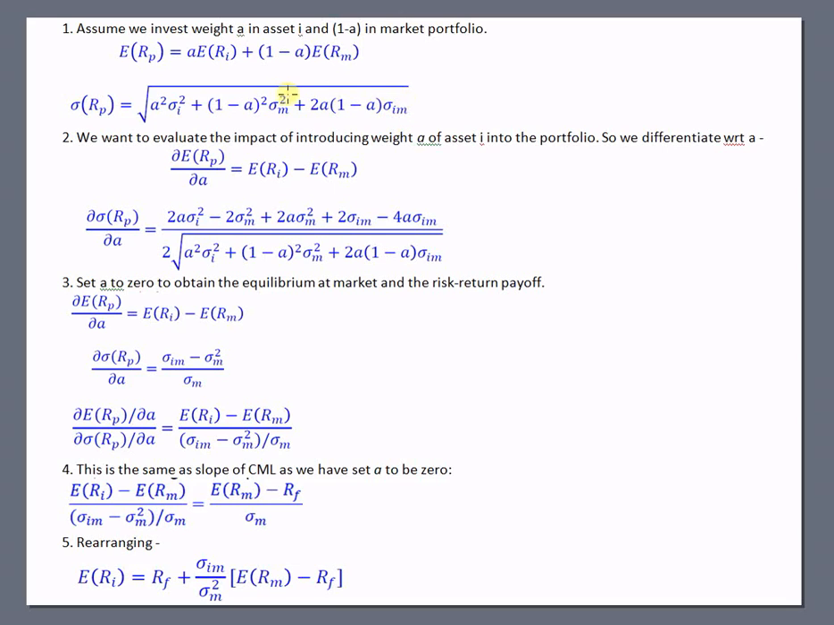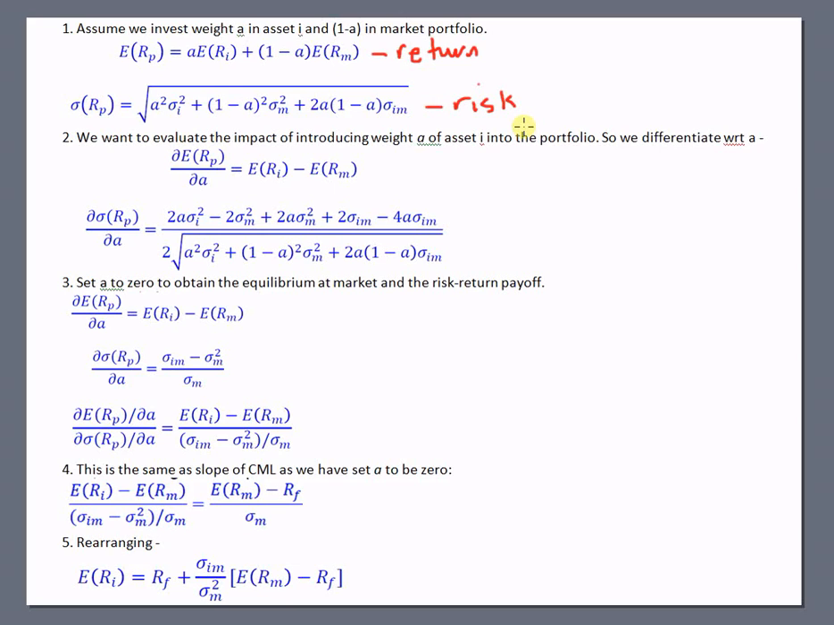Okay, so this is the expected return and the standard deviation, which you can think of this as the return, and this is the risk. Okay, we are trying to work towards the risk return of a market portfolio in this proof.